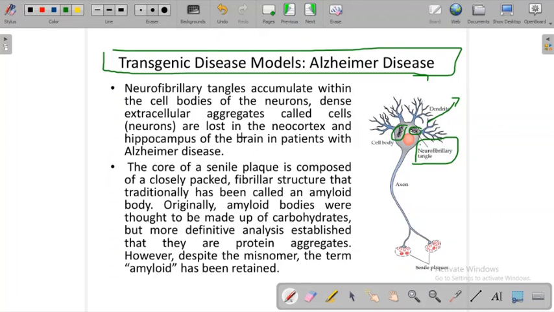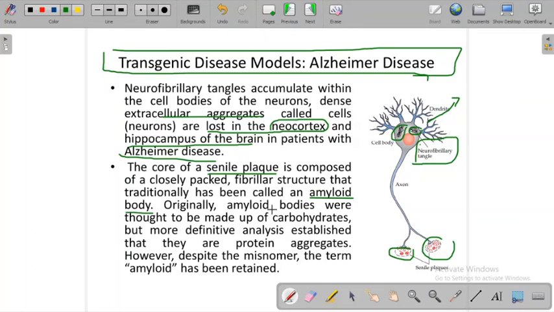So this happens with these neurofibrillary tangles, and the extracellular aggregates are there, and ultimately there will be damage in the neocortex and hippocampus region of the brain in the patient, and so ultimately it will lead to Alzheimer's. When the core of these bodies come up together, we can see the formation of senile plaques. These senile plaques are composed of closely packed fibrillary structures that traditionally have been called the amyloid body.